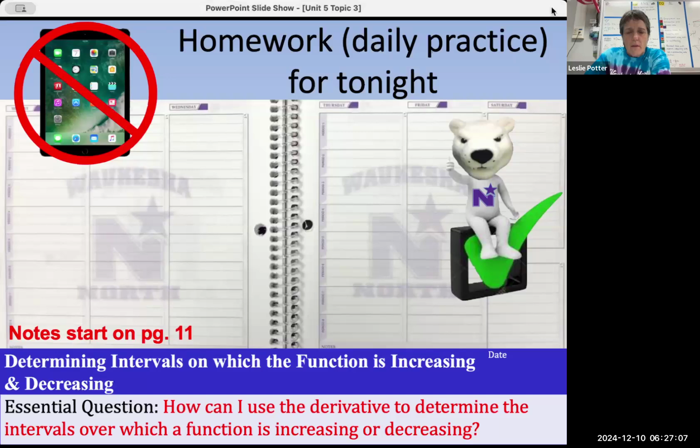Okay, hi everybody. This is topic 3 for AP Calc AB, and the topic notes start on about page 11. So we are looking at determining intervals on which the function is increasing and decreasing. And the essential question is, how can I use the derivative to accomplish that?